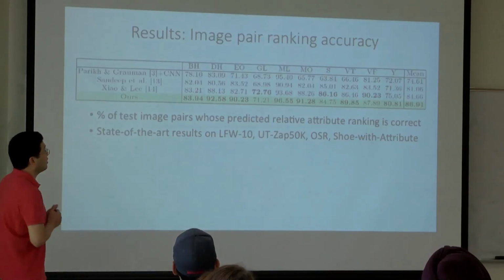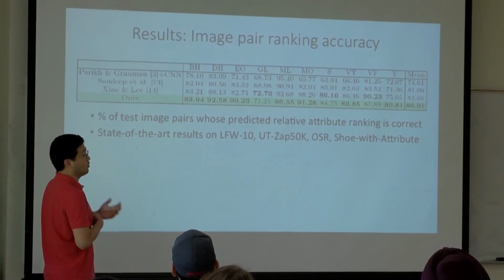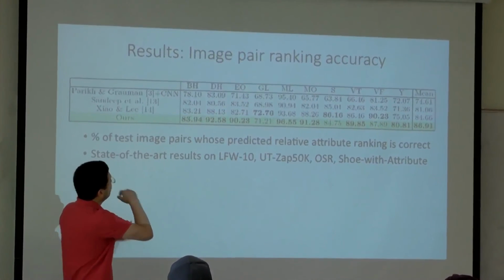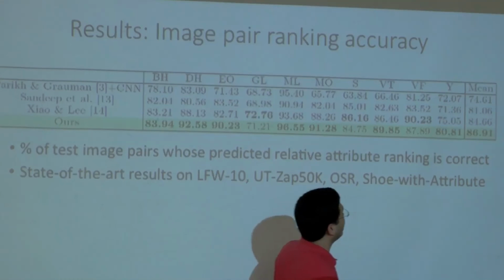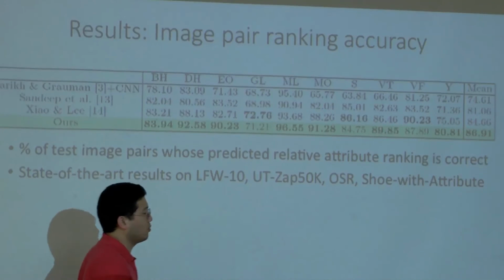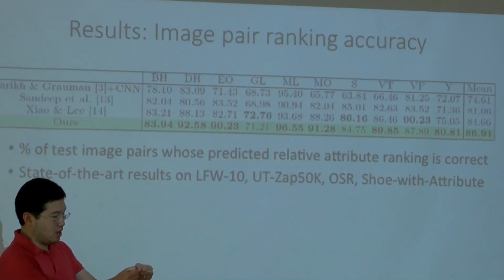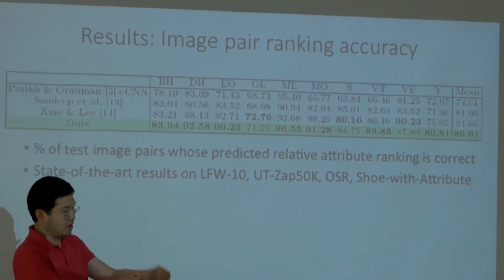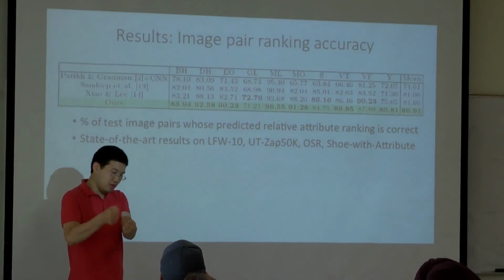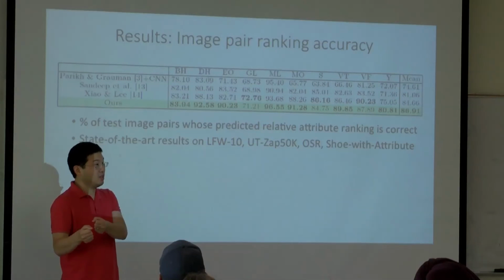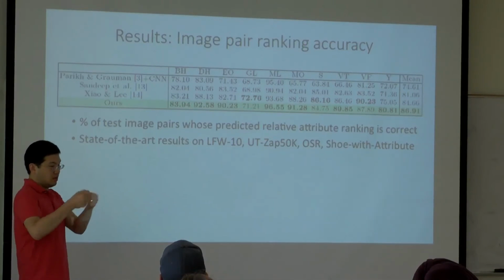And so here, these are quantitative results, just showing how well our ranking results are. Again, you can sort of ignore all these numbers, but if you focus on the last column, this is just showing the average accuracy. The way we evaluate our algorithm is, for testing, we have testing pairs where a human has annotated that this person is smiling more than this person, and in this pair, this person is smiling more than this person, and so on. And our algorithm will also produce a ranking score for each of these images.